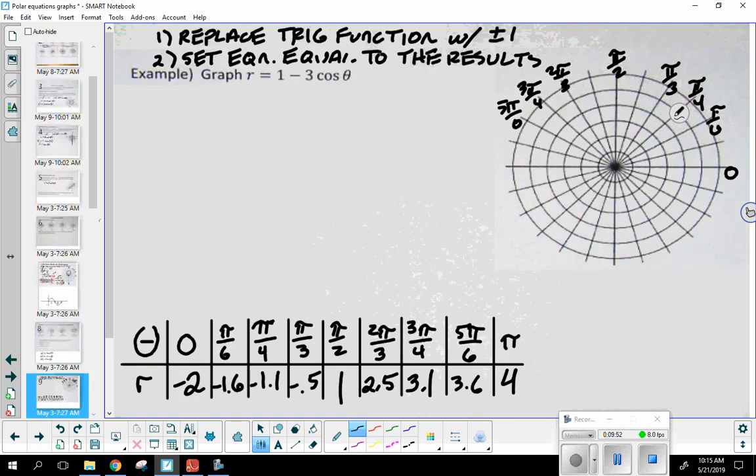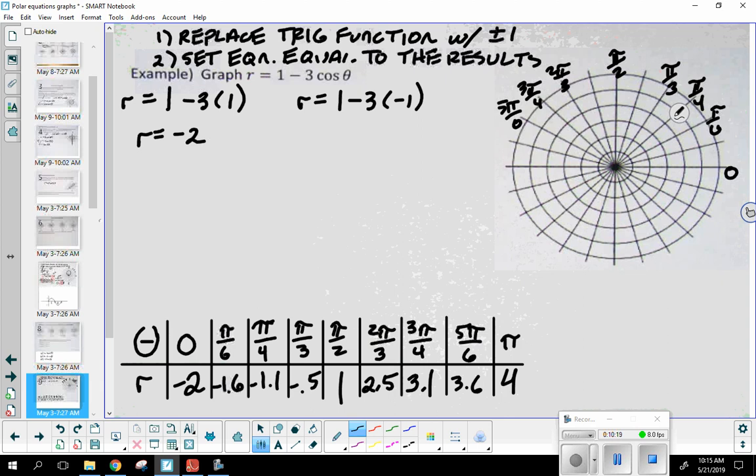So replace the trig function with plus or minus 1. So the radius equals 1 minus 3 times 1, or the radius equals 1 minus 3 times negative 1. And remember, this goes back to the maximum and minimum of the parent graph. This is why we're doing that. This is going to help me find the maximum radius and the minimum radius. Well, what's 1 minus 3 times 1?